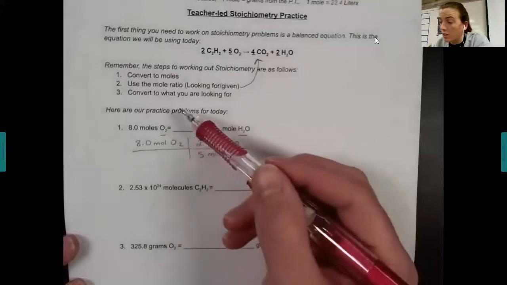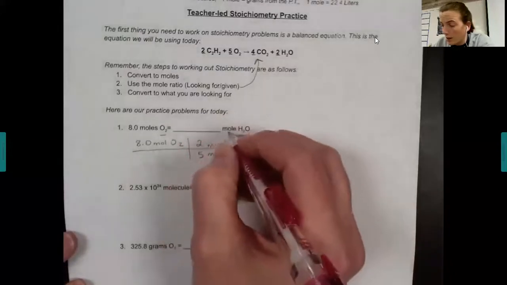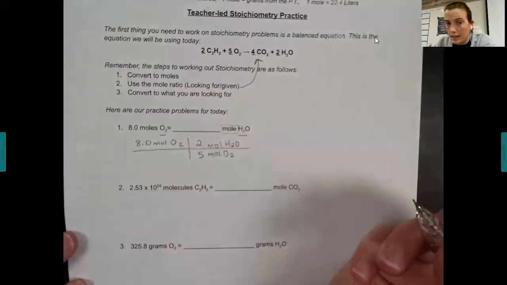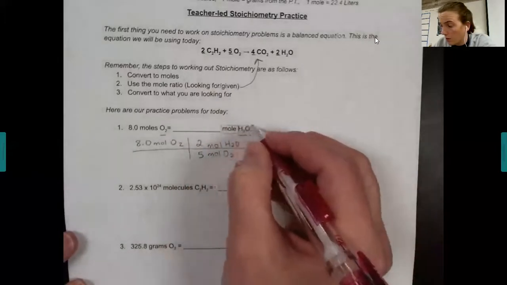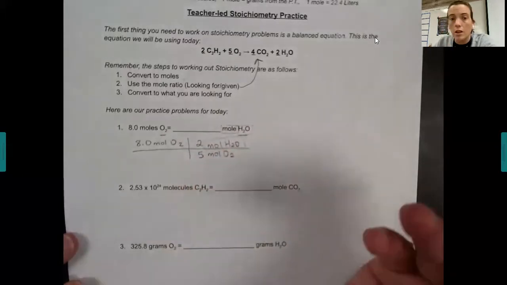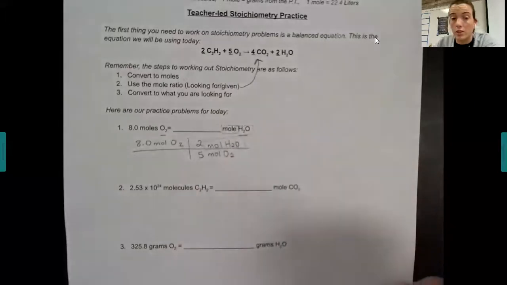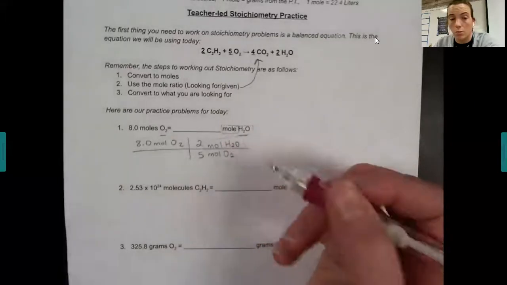All right. The third step is to convert to what you're looking for. What's this asking to find? It's asking us to find moles of water. And what is this right here? This says moles of water. I don't have to do the third step because right now when I do my answer, it would give me my answer in moles of water.